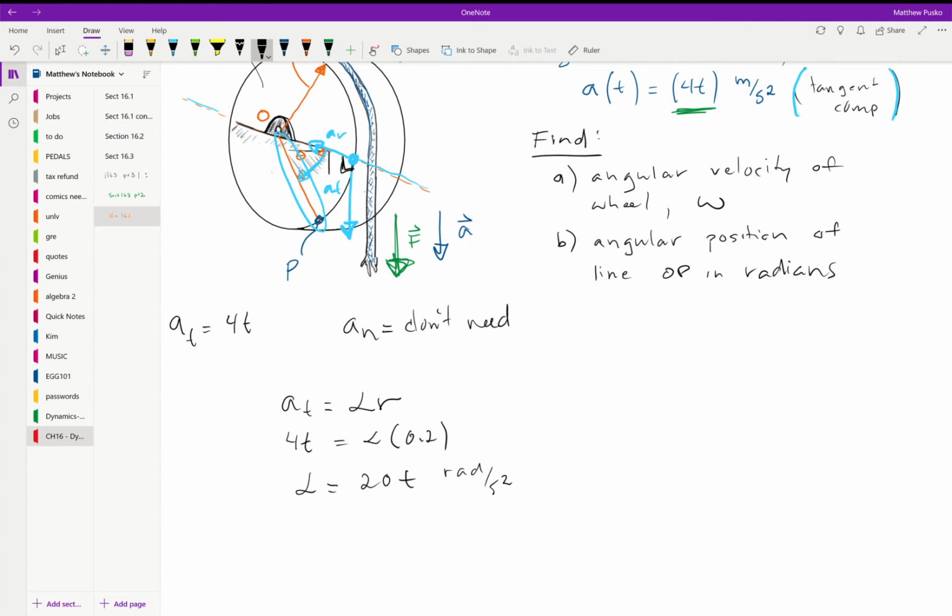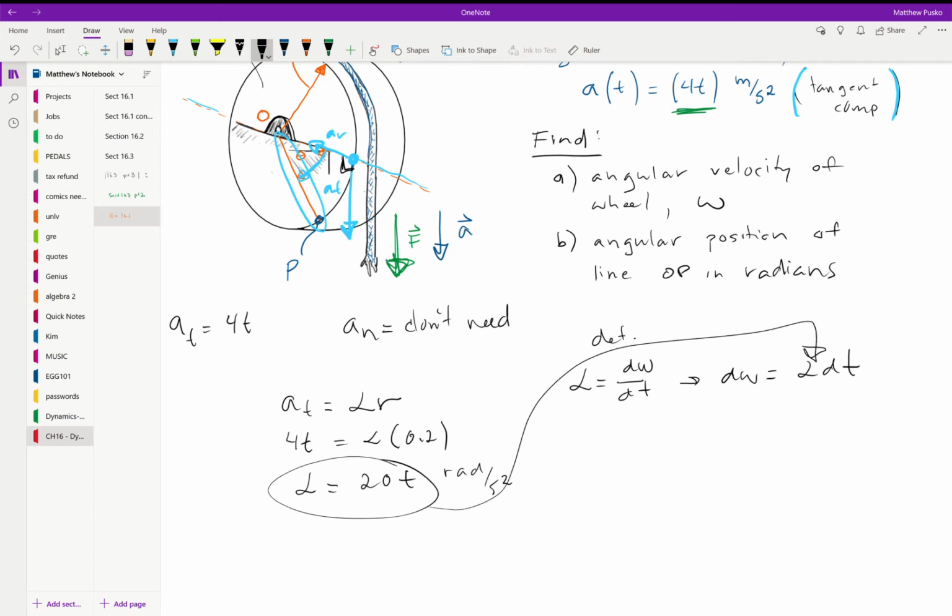Alright, what we can do with that is go to a definition: alpha is the derivative of the angular velocity. So the angular acceleration is the time derivative of the angular velocity. If we rearrange that, I can say d omega is equal to alpha dt. We now have alpha as a function of time, so d omega is equal to 20t dt. And let's go ahead and integrate that.